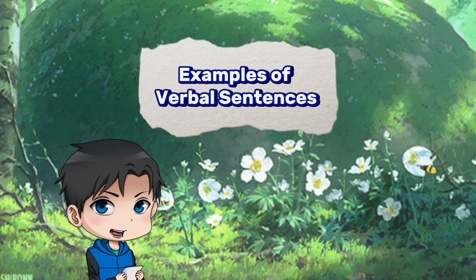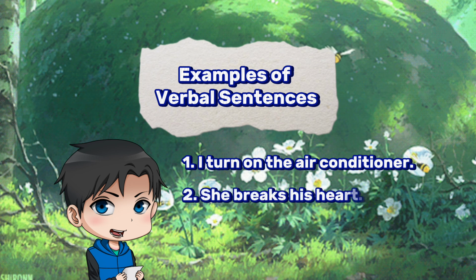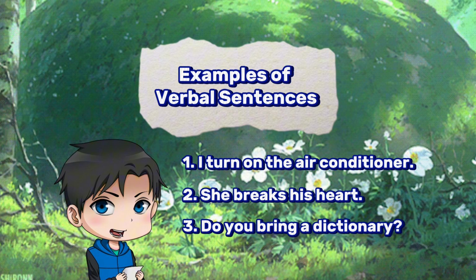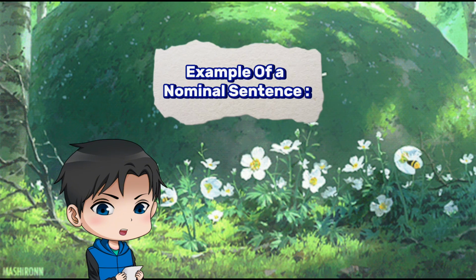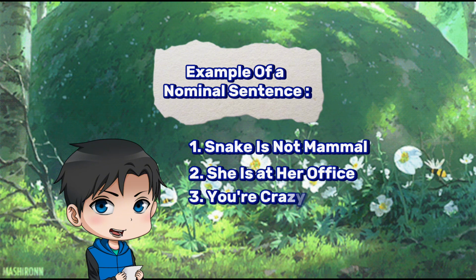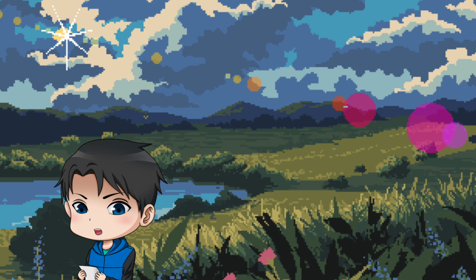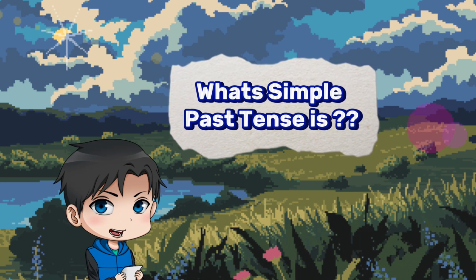Examples of verbal sentences. 1. I turn on the air conditioner. 2. She breaks his heart. 3. Do you bring a dictionary? Examples of nominal sentences. 1. Snake is not mammal. 2. She is at her office. 3. You're crazy. Next, we will learn about what simple past tense is.